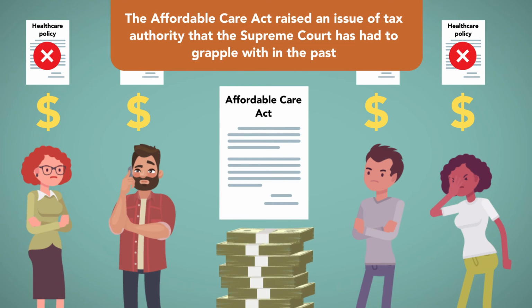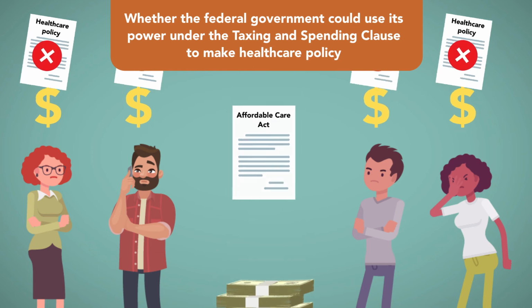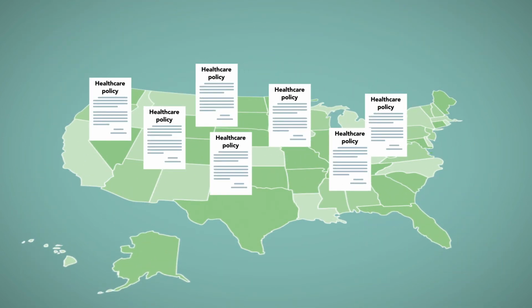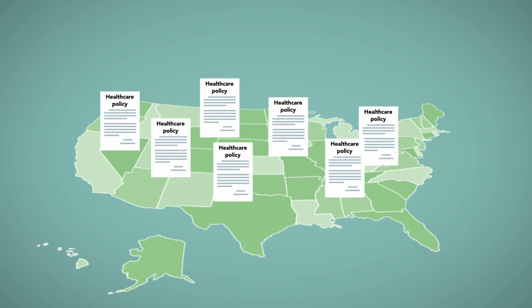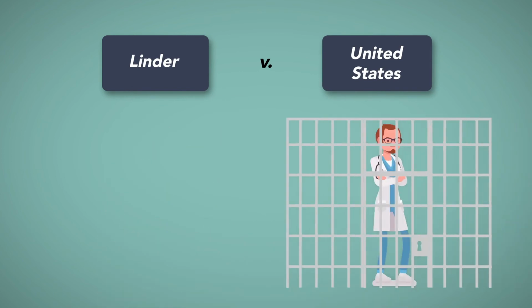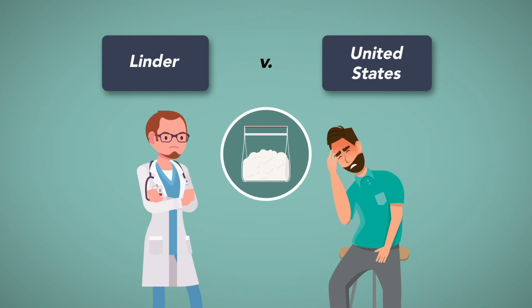grapple with in the past: whether the federal government could use its power under the Taxing and Spending Clause to make healthcare policy. Traditionally, healthcare policy has been a power constitutionally reserved to the states. The Supreme Court established a clear precedent to this effect in the 1925 case of Linder v. United States, in which the court reversed a doctor's conviction for prescribing cocaine to a medical patient suffering from addiction.